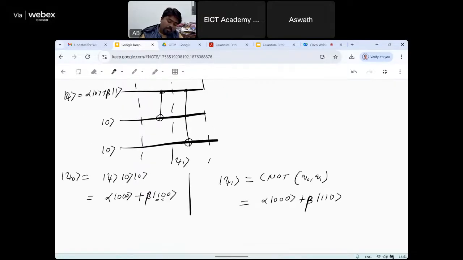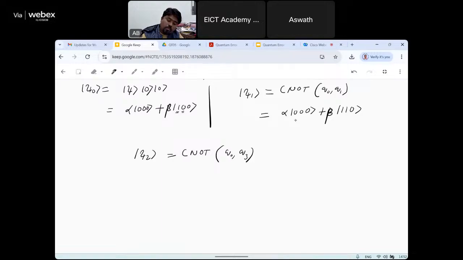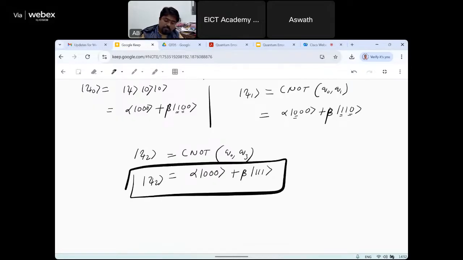Now I want to find psi 2. What is psi 2 by the way? Psi 2 is C naught acting between Q0 to Q3. Now you see in the first case Q0 is 0, so nothing should happen for Q3. But in the second case Q0 is 1, so the Q3 must be flipped. Okay, see, now I got what I'm actually intending in the first place.